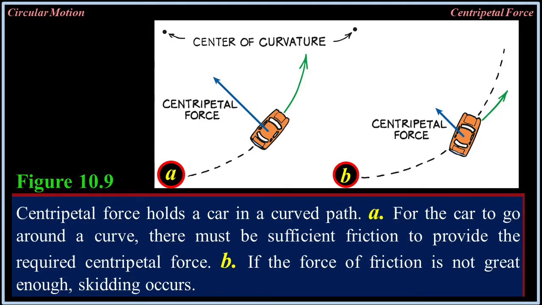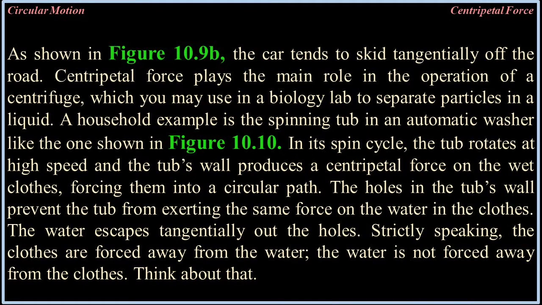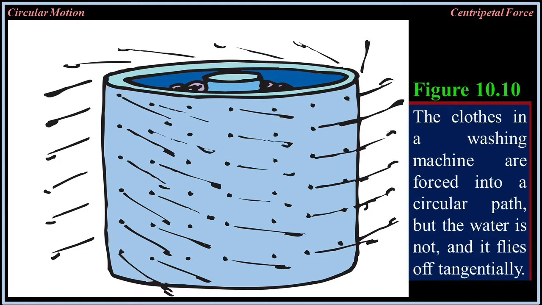Centripetal force plays the main role in the operation of a centrifuge, which you may use in biology lab to separate particles in a liquid. A household example is the spinning tub in an automatic washer, like the one shown in figure 10.10. In its spin cycle, the tub rotates at high speed, and the tub wall produces a centripetal force on the wet clothes, forcing them into a circular path.